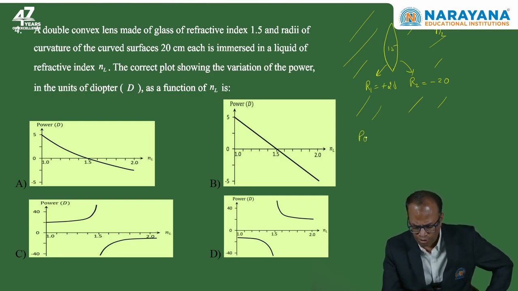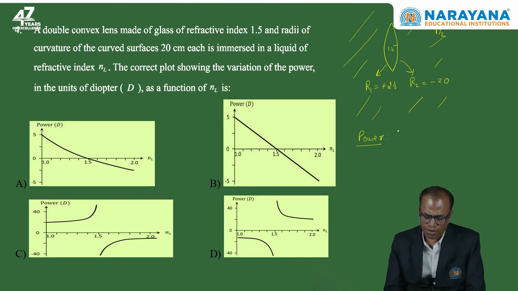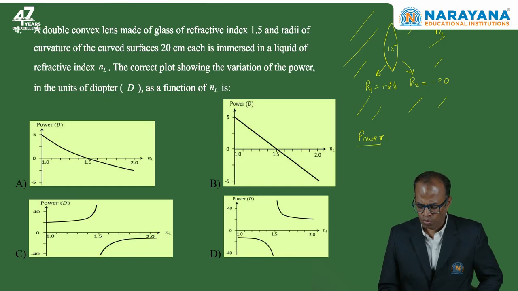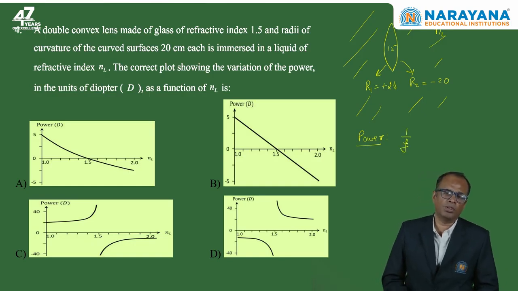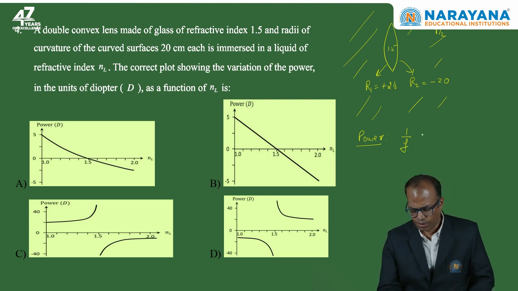Now power is defined in different ways. Power is in the standard text defined as 1 by F, but actually there is another term which is called reduced power or vergence, and this reduced power or vergence is the refractive index of the medium divided by F.